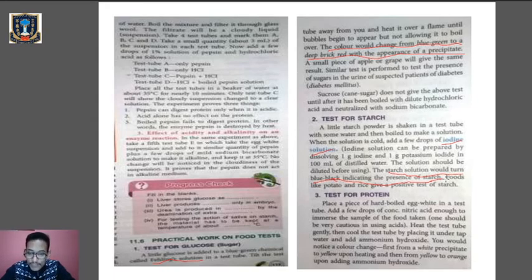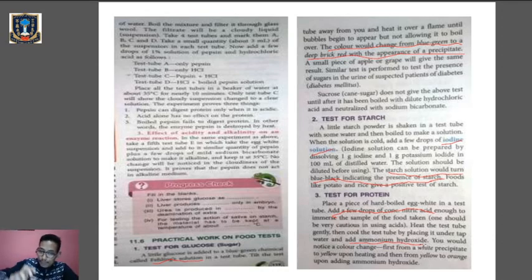Next one, test for protein. How to prove it? Place a piece of hard-boiled egg white in a test tube. Then we have to add a few drops of concentrated nitric acid, enough to immerse the sample of the food taken. Clear? Then heat the test tube gently. Then cool the test tube by holding it under tap water. And then we add ammonium hydroxide. When we add the ammonium hydroxide, we will notice a color change. First, the white precipitate will change to yellow upon heating, and then from yellow to orange upon adding ammonium hydroxide. So remember the color change.